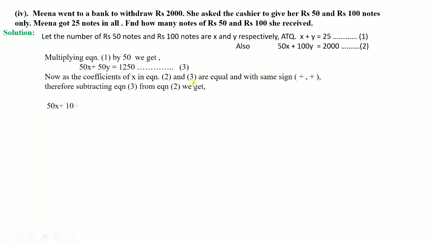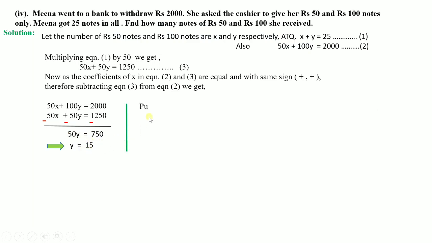50x plus 100y is equal to 2000 and 50x plus 50y is equal to 1250. Since we are subtracting, we'll change the signs. This plus will become minus, this plus also minus, this plus also minus, then 50x will cancel, so we'll have 0 over here. 100y minus 50y, and this is equal to 2000 minus 1250, which is 750. Therefore y is equal to 750 upon 50, which is 15.